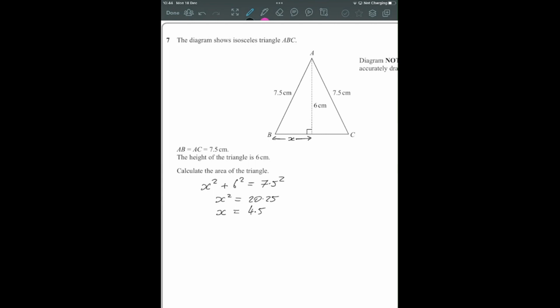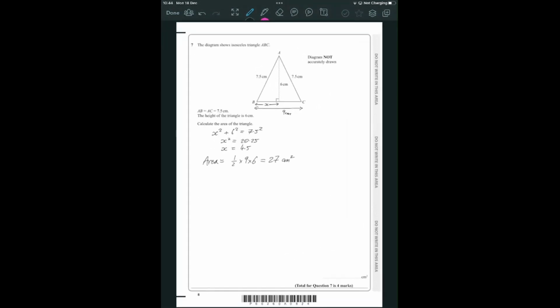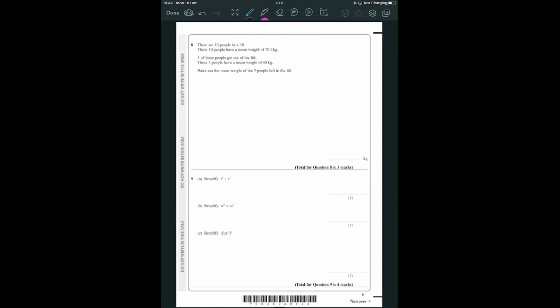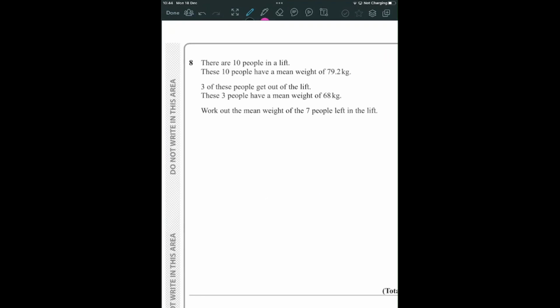So I have that B to the centre is 4.5, so the whole of BC I can now label as 9 centimetres, and therefore area is half the base times the height. Half 6 times 9 comes out as 27 centimetres squared. Now I will forget to put my answers on the answer line every so often. Of course, that's something that you should do.